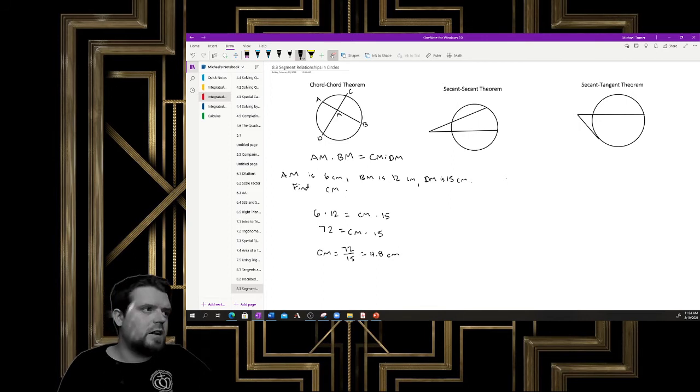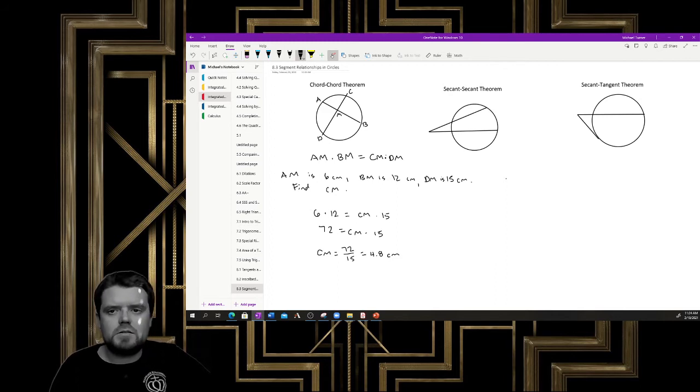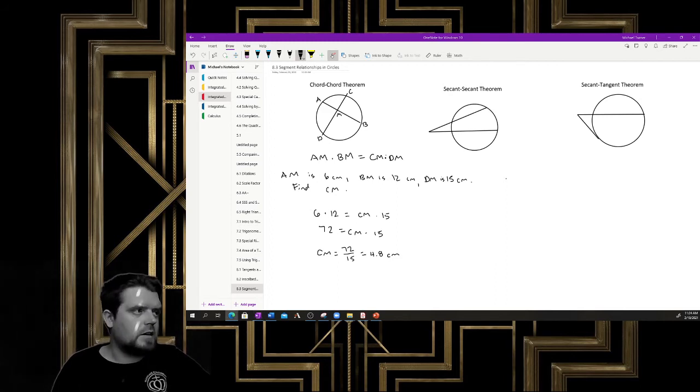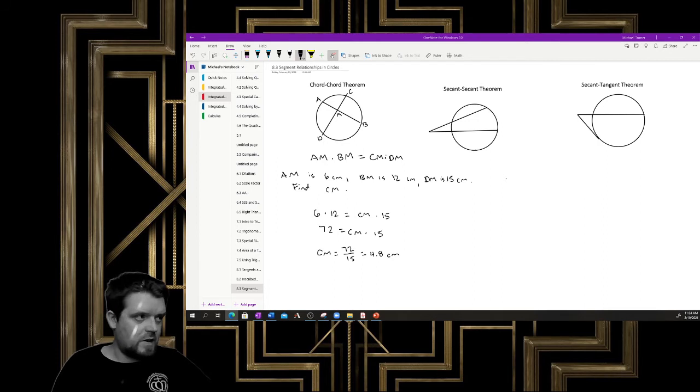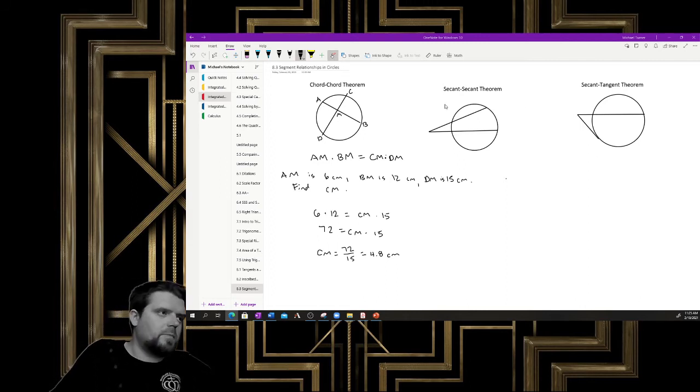Okay, continuing on, in the second, you have the secant-secant theorem. Okay, so the secant-secant theorem is very similar, right? It kind of looks similar. There's still line segments going through, but the chords are contained within the circle. They have endpoints along the outside of the circle. Whereas the secant line is going through it, and typically if we're talking about secants or secant and a tangent, they're going to intersect at a point outside the circle. So this one's a little bit different.